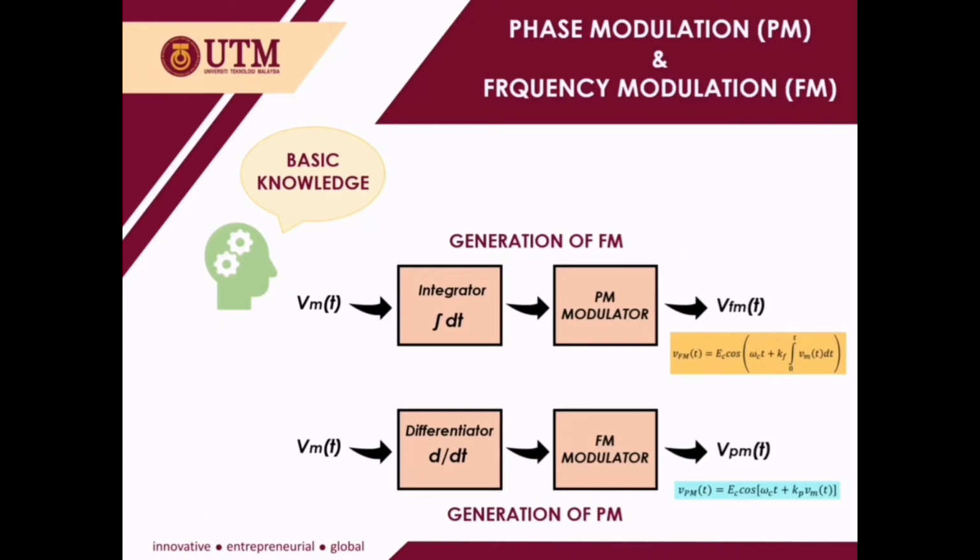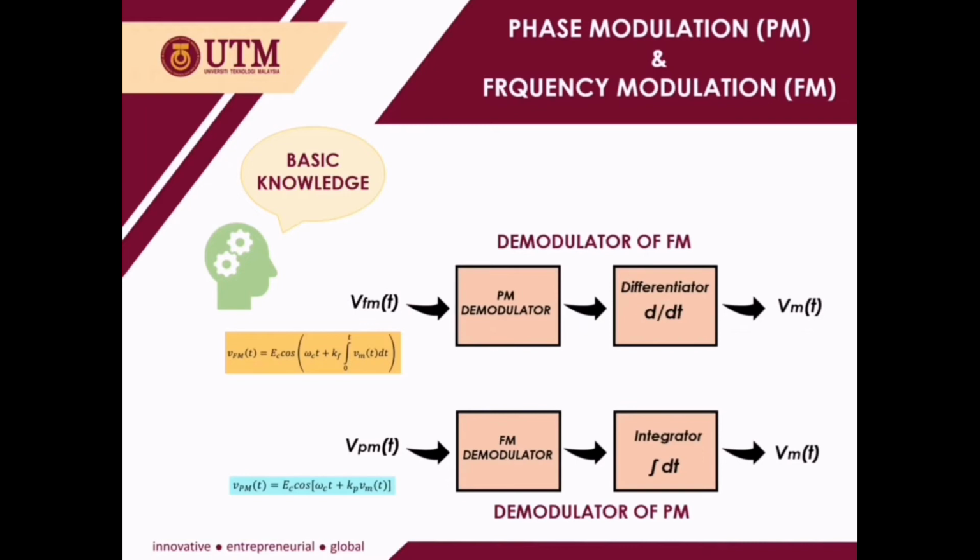From the above block diagrams, it can be shown that the generation of FM and PM signals are somehow related to each other. The demodulation process is used to get back the information signal. For an FM demodulator, in order to get back the information signal from the FM signal, a PM demodulator is used and the signal is passed through a differentiator. In contrast, for a PM demodulator, an FM demodulator is used and the signal is passed through an integrator.